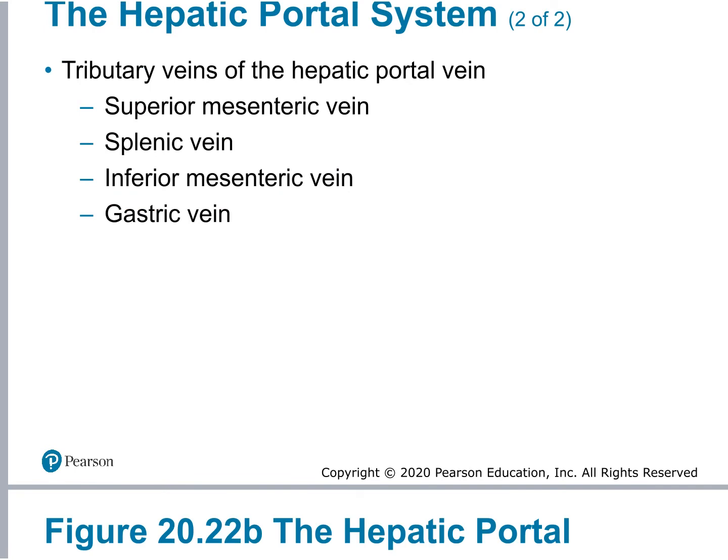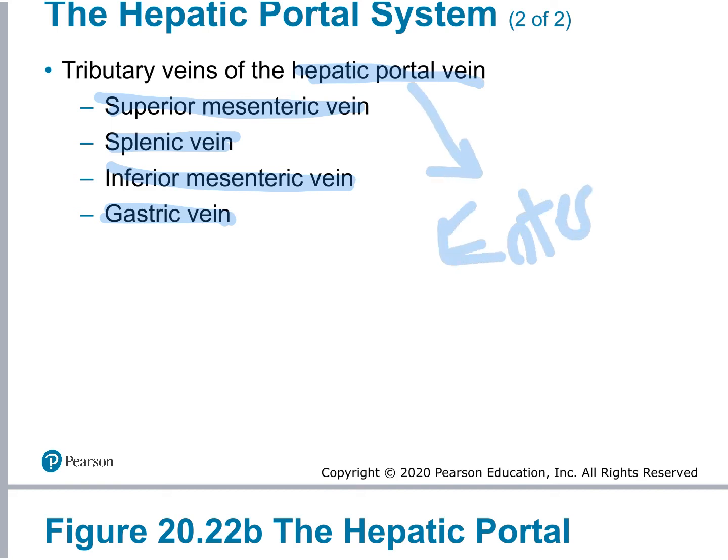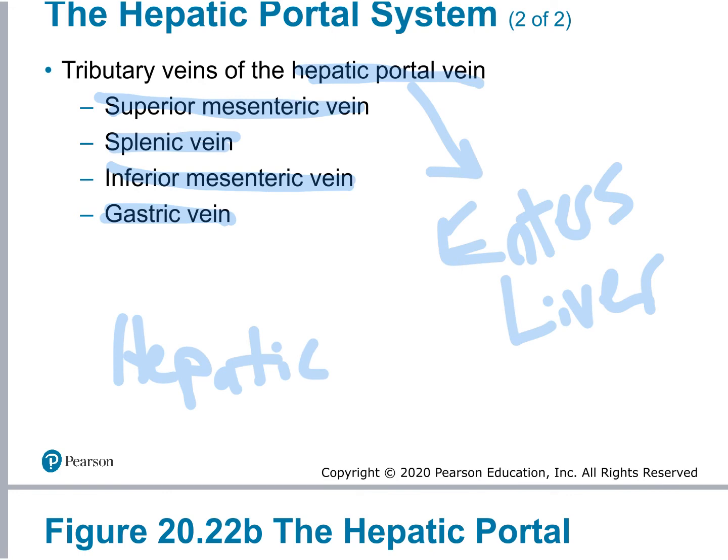So the tributaries of the hepatic portal system include the superior mesenteric vein, the splenic vein, the inferior mesenteric vein, and then the gastric vein. All four of these are tributaries to the hepatic portal vein. Well, what does that mean? That means all four of these become the hepatic portal vein. And the hepatic portal vein, that's what enters the liver. Blood leaves the liver through the hepatic vein. So the hepatic vein is not a part of the hepatic portal system, so don't mix that up.